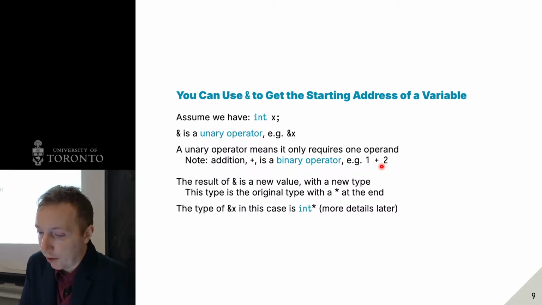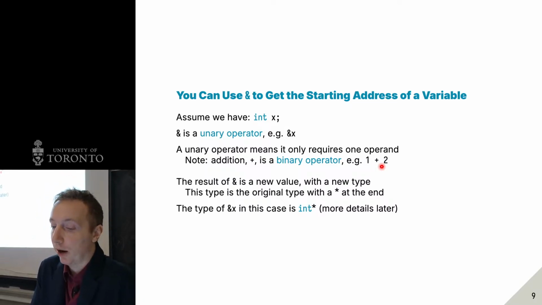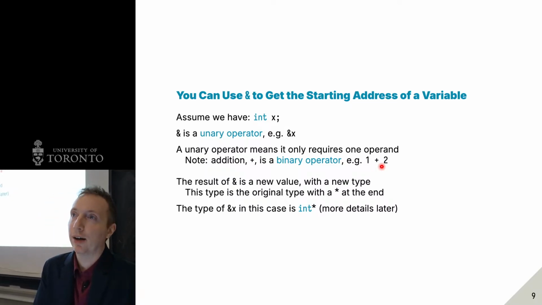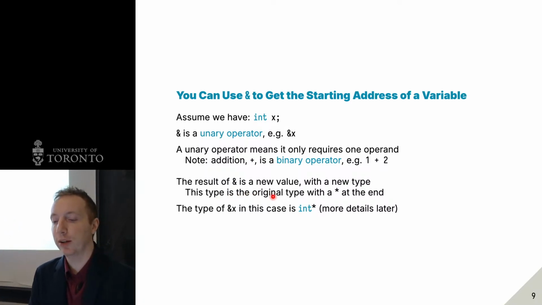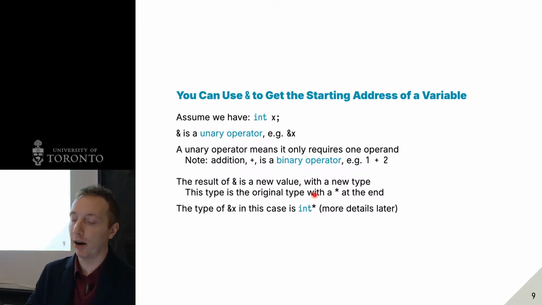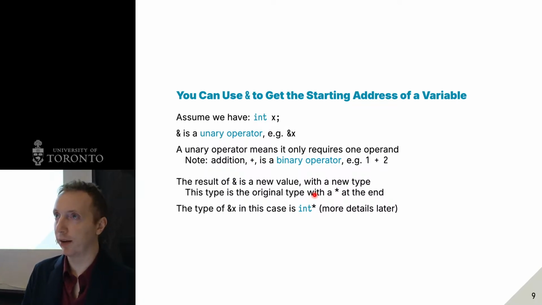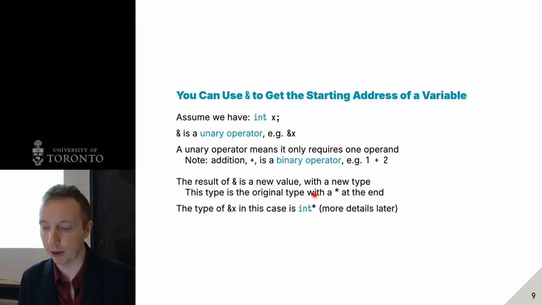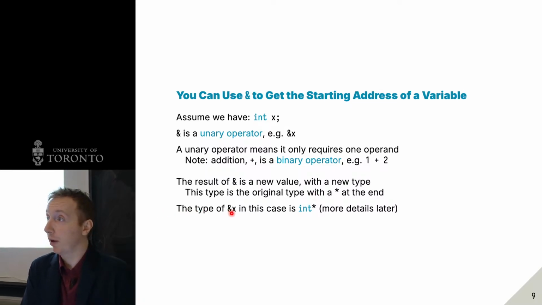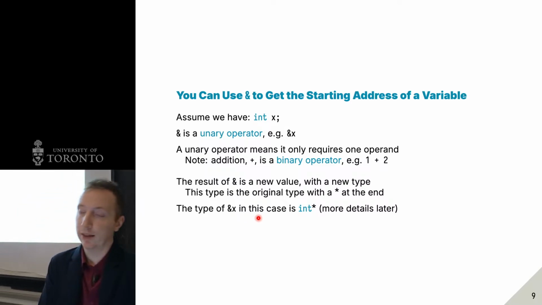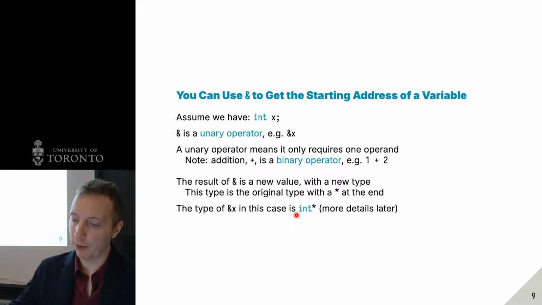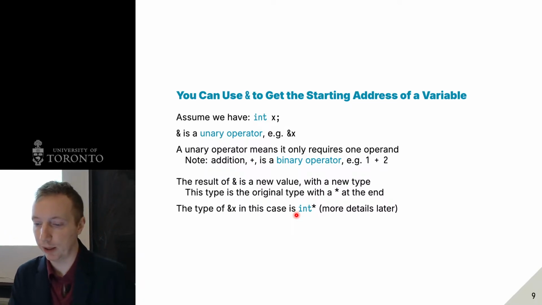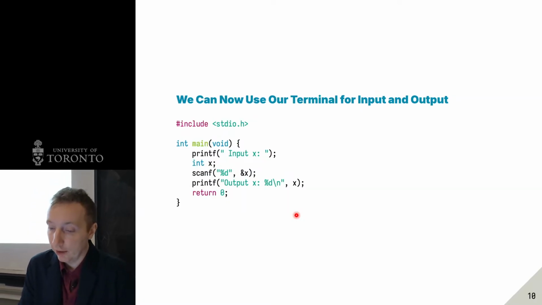That's why it's called a binary operator. So the result of the ampersand is a new variable with a new type. We won't talk about what that type is yet. It's just going to be the original type with a star at the end of it. Star has a certain meaning. Again, it just represents the starting address of that variable in memory. So technically, the type of ampersand x in this case is int star. Again, don't worry about this for now. We won't actually have to use it. We'll get into more details as we go on. So this is how I would use it.